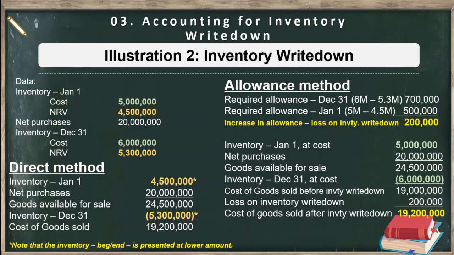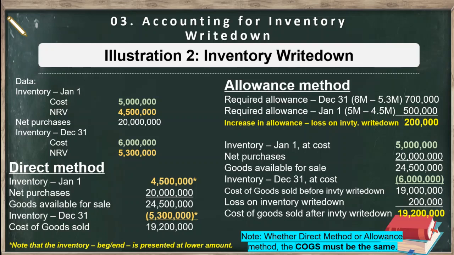So we start with the inventory January 1 balance. Observe that it recognizes the cost and not the NRV, because later on there would be an adjustment for the loss on inventory write down. Net purchases is 2 million. Then observe that the December 31 inventory is also at cost. Again, because the loss on inventory write down will be accounted for separately and added to the cost of goods sold. Therefore, the cost of goods sold after inventory write down is 19,200,000, which is the same with the amount we have computed under the direct method. So take note that whether you're using the direct method or the allowance method, the cost of goods sold must be the same.